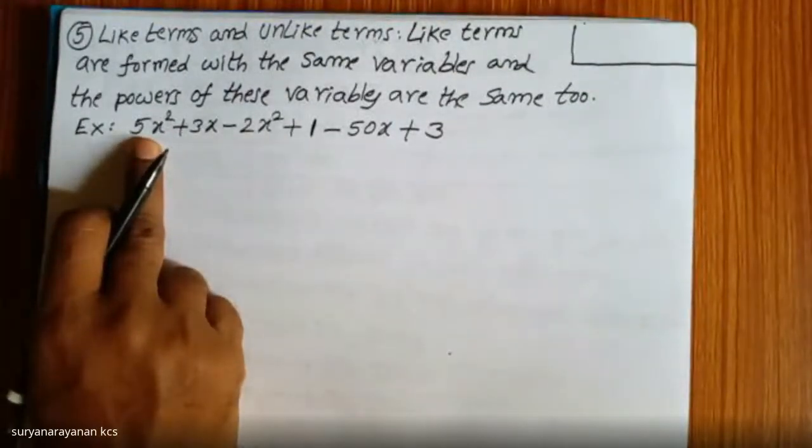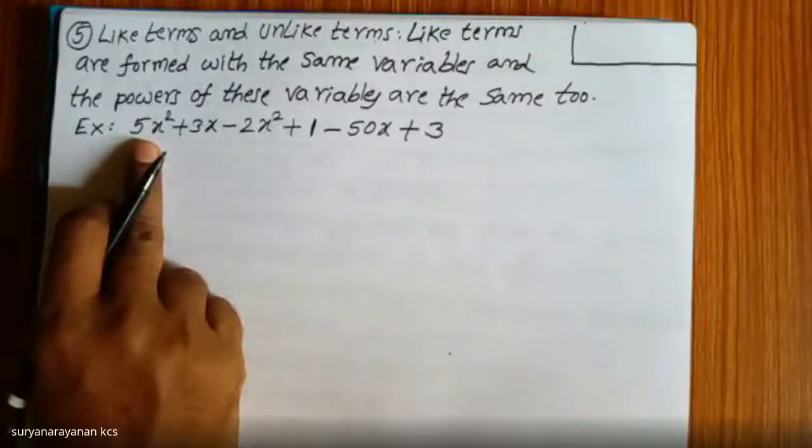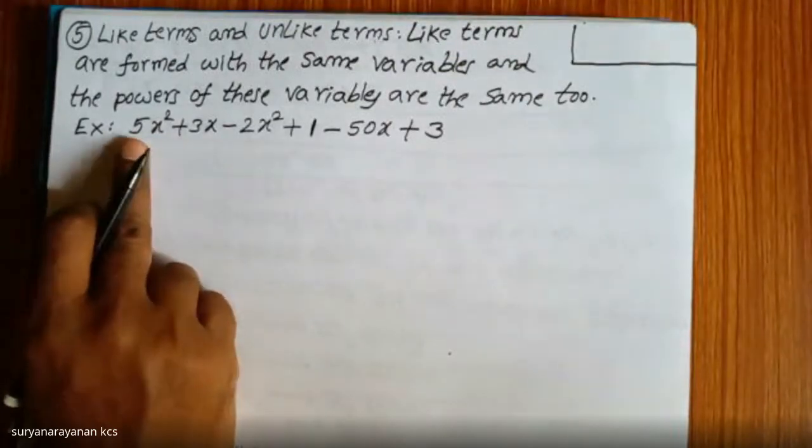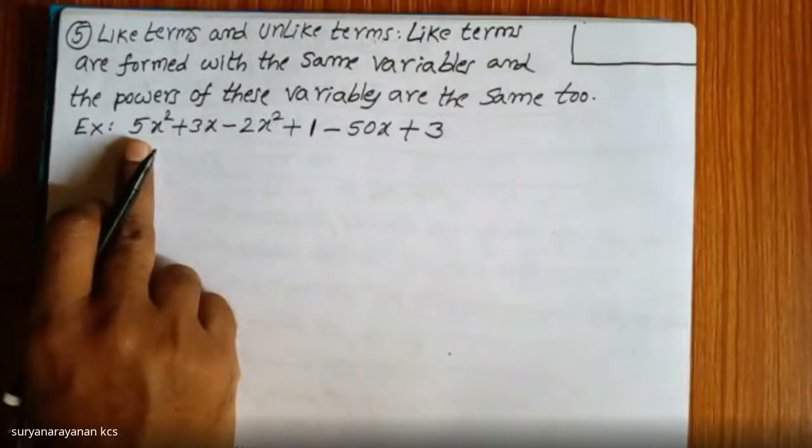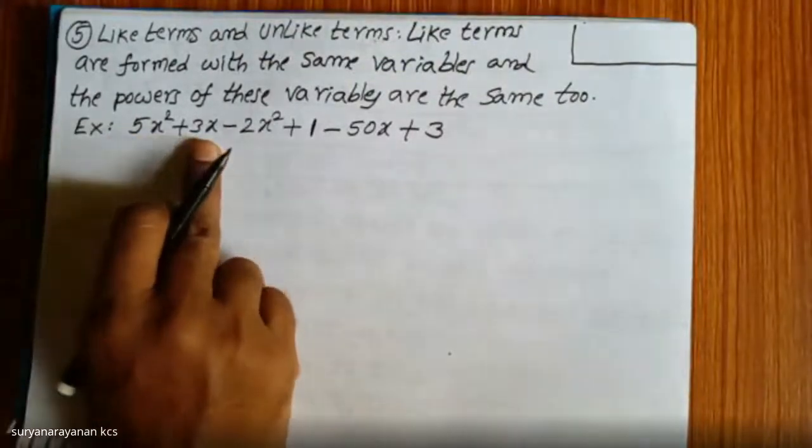What is this first term called? The x square term. Yes. Previously also I told you, I repeated that point also. You have to tell the name of the term. How do you call this term? This is the x square term. What is this term? The x term.